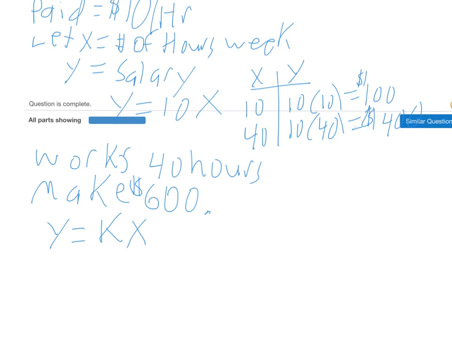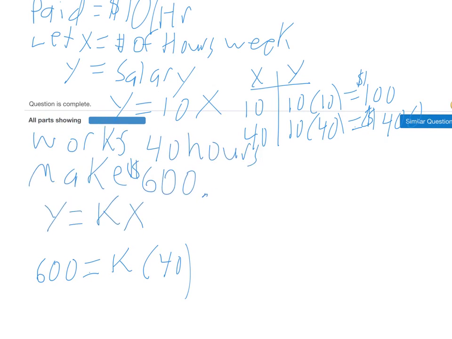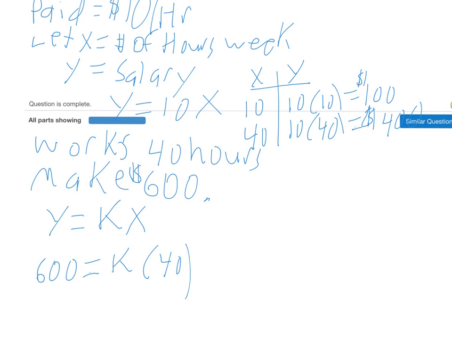And so if I put in 600 here, and k's the unknown, times 40. If I divide each side by 40, you see, then k equals $15 per hour.